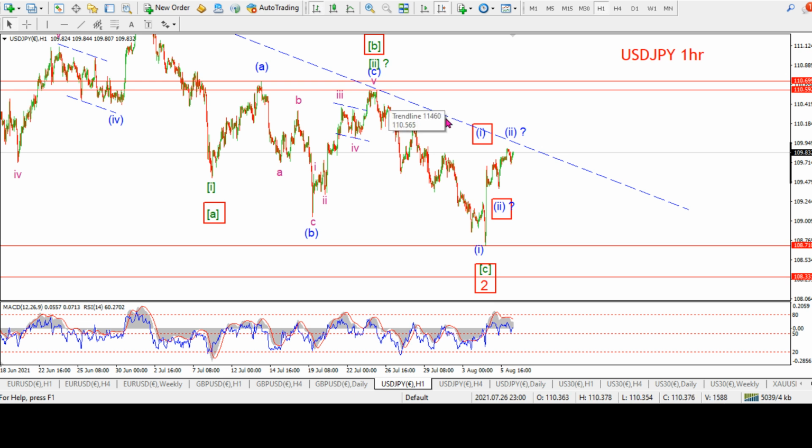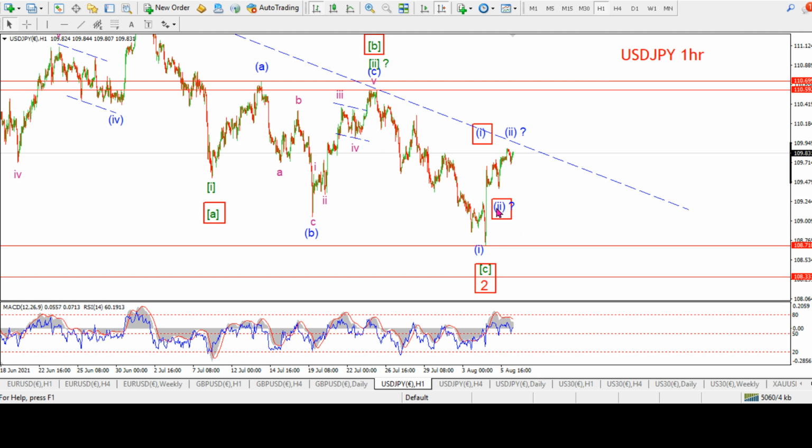So I would watch this now over the next day or two to see if we build a further corrective higher low somewhere soon in around that 110 area. If we do, that might suggest we are entering into a rally phase for dollar yen.